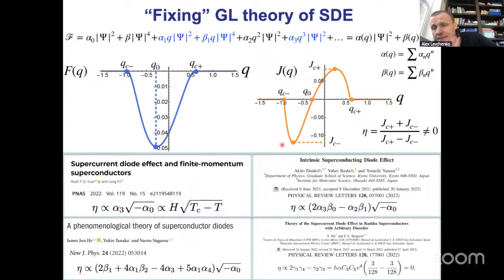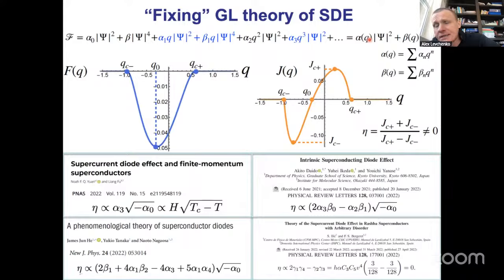So all of them gave different predictions for what the diode effect would look like, and specifically they calculated this diode efficiency that I introduced on the first slide, and everybody got a different result. So it was a little bit discouraging, I would say. And I would say the most stunning statement was from the Spanish group, saying that even if you work really, really hard and very accurately account for this higher order Lifshitz invariant, at least in the GL region, the diode coefficient is 0.